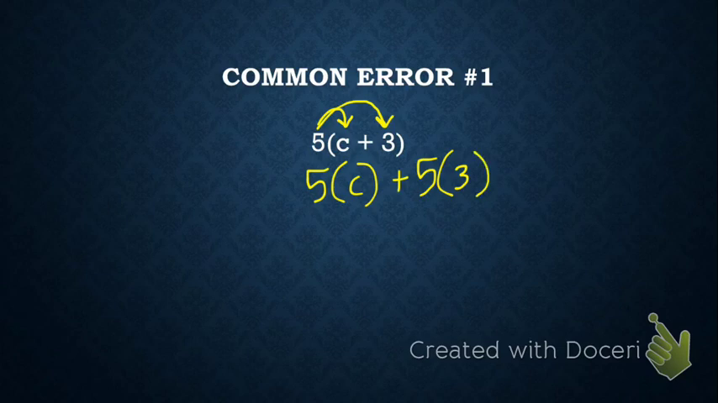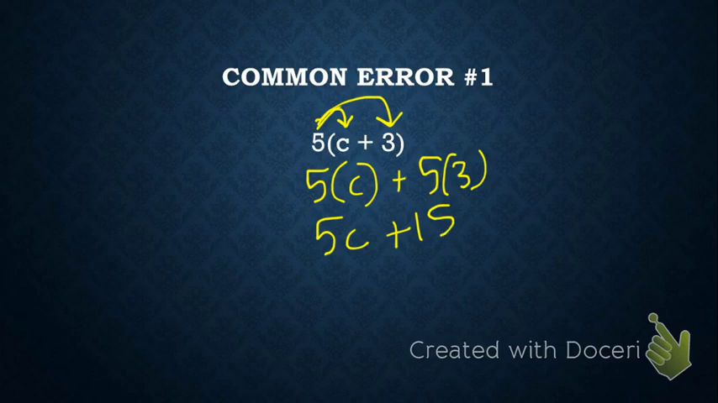I would say a common error for many students is that they do a great job distributing the 5 to the c, but then they just bring down the second term in the parentheses, which is 3. And that is incorrect, because we actually have to distribute the 5 to the 3 as well. So it would look like this. 5 times c is 5c. 5 times 3 is 15, and this is as simplified as it gets right now, because our 2 terms, 5c and 15, cannot be combined together.